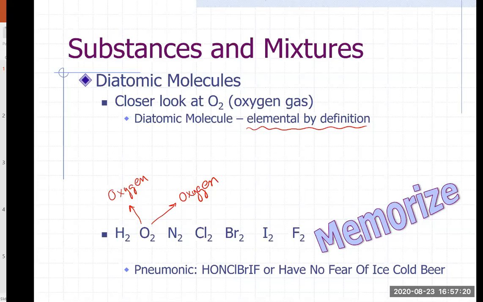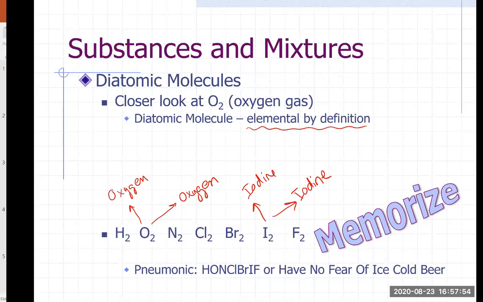You'll see the same is true if you look at any of these: H2, N2, Cl2, Br2, I2. If we broke I2 down, we would have iodine, and we'd have another atom of iodine. I2 is iodine gas, and so we haven't changed the substance, and therefore, by definition, these diatomic molecules are elemental. They are found this way in nature.